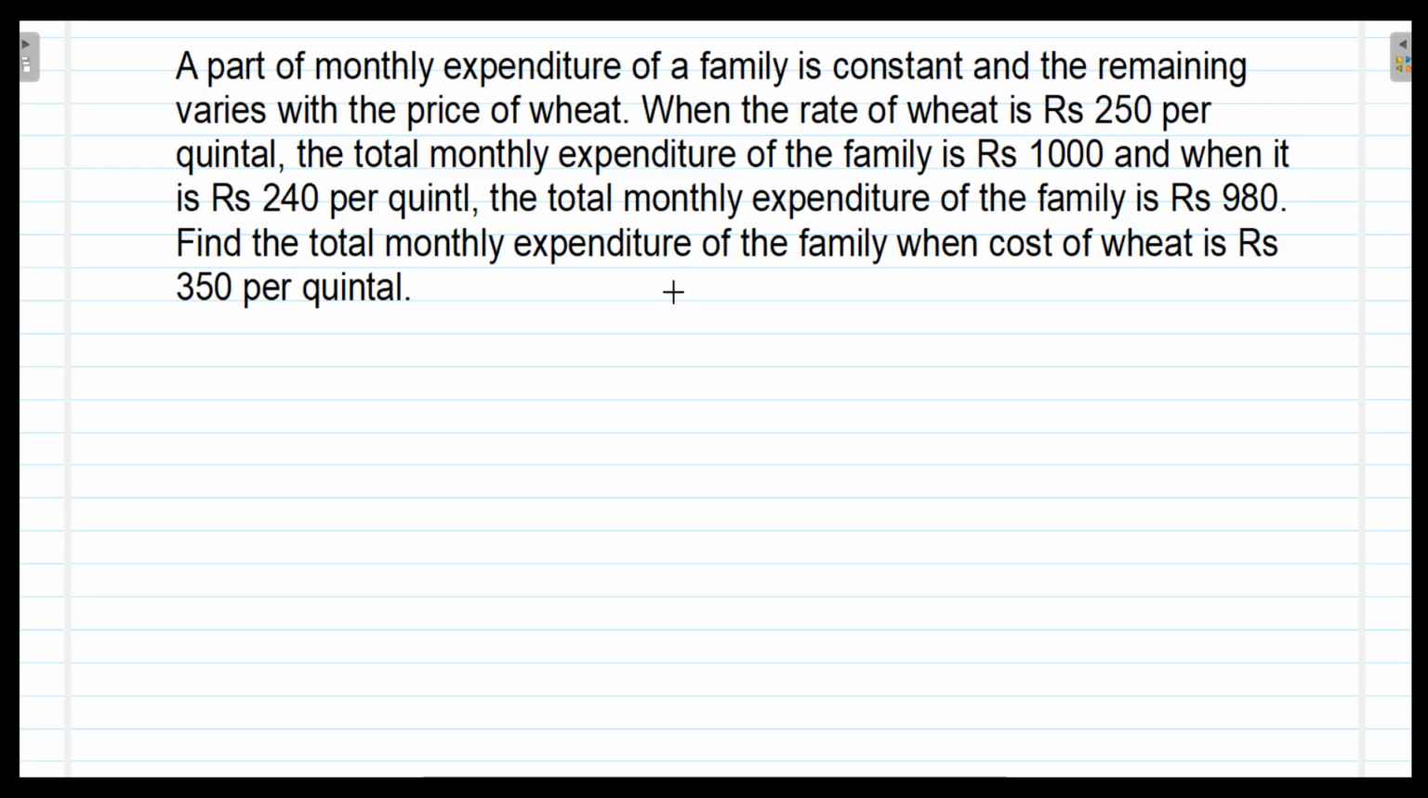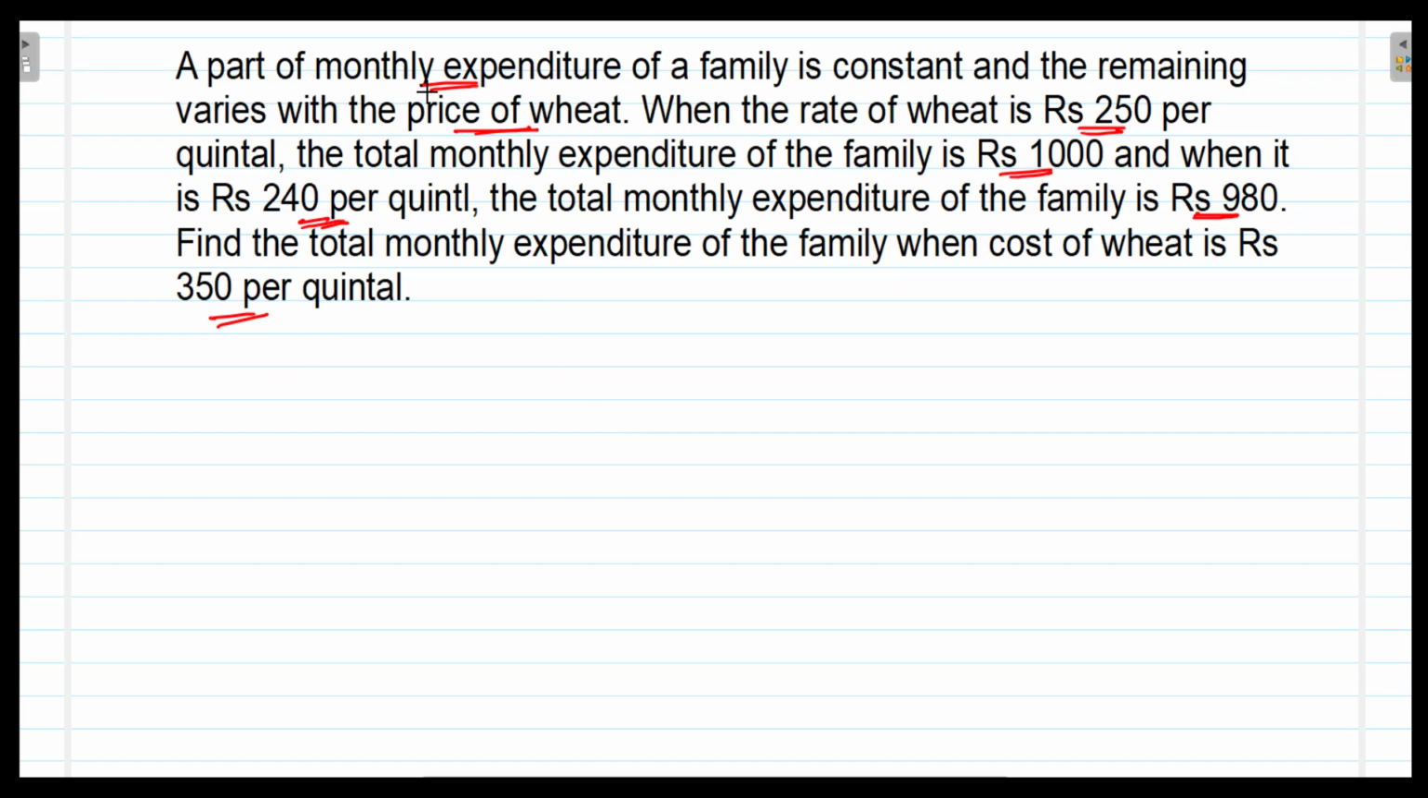Friends, the question is on the screen. A part of monthly expenditure of a family is constant and the remaining varies with the price of the wheat. When the rate of the wheat is rupees 250 per quintal, the total monthly expenditure of the family is rupees 1000. And when it is rupees 240 per quintal, the total monthly expenditure of the family is rupees 980. Find the total monthly expenditure of the family when cost of the wheat is rupees 350 per quintal.